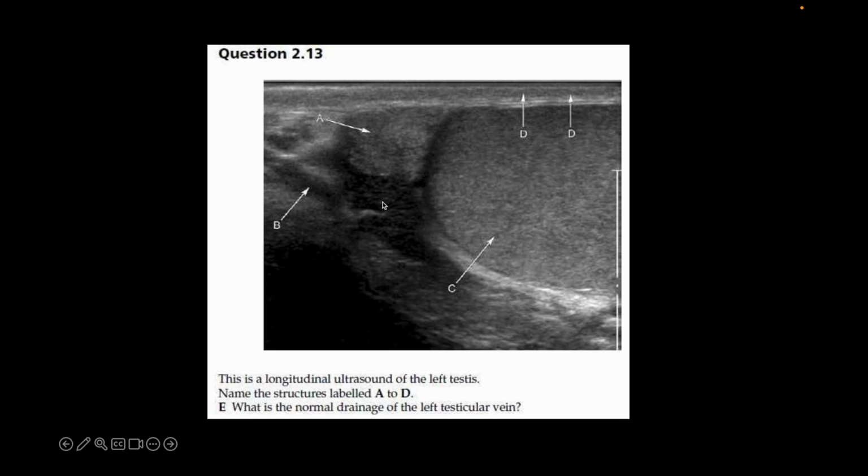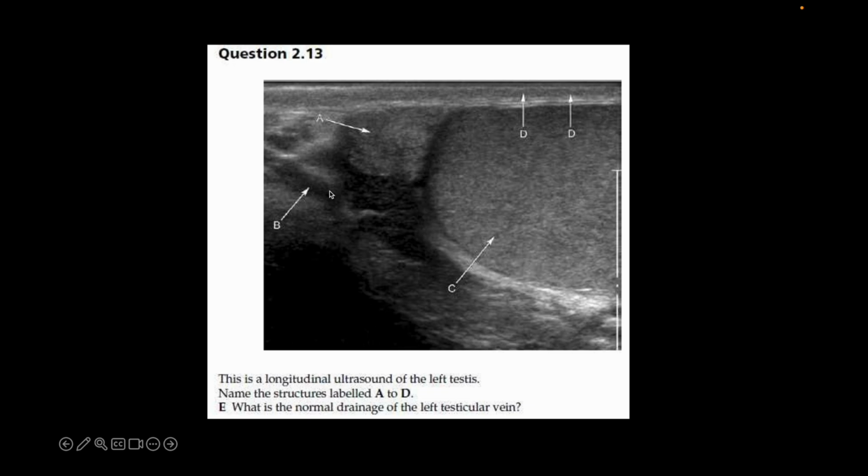This is a testicle. I'll show you a bit more anatomy of it later, but this is the testicle partially imaged. This is the top part of the testicle, but you can just call it testicle. A is the head of the epididymis. I'll show you the anatomy of it later, but it looks like this. It just sits proud on top of the testicle like this. D is the scrotum. The probe is here, so this is skin. And then B is a testicular vein.